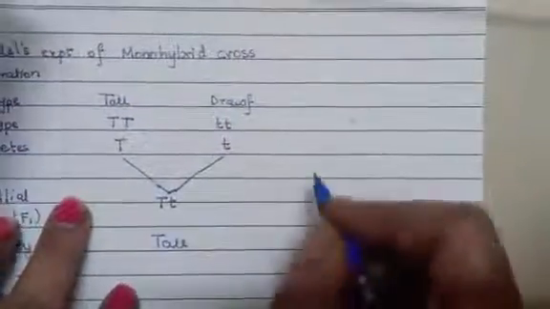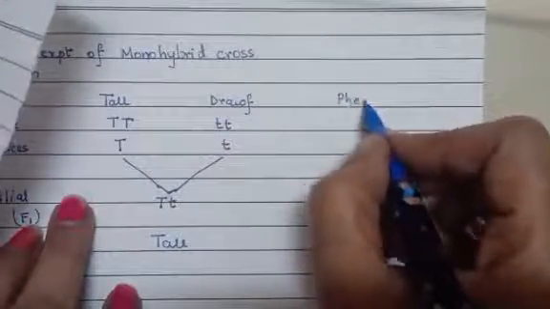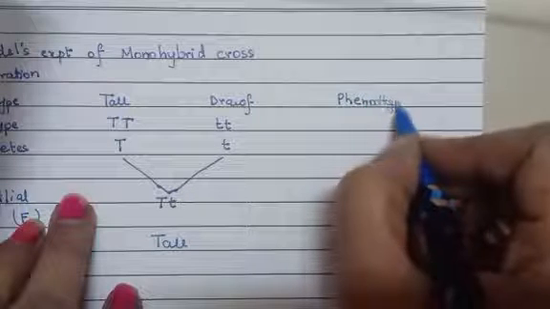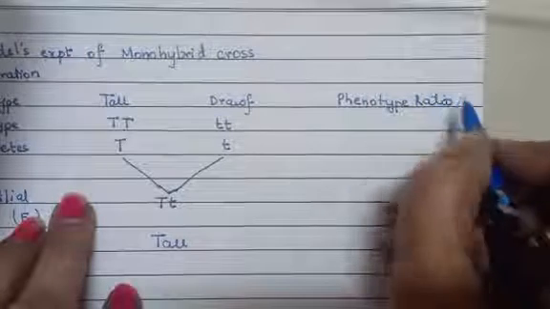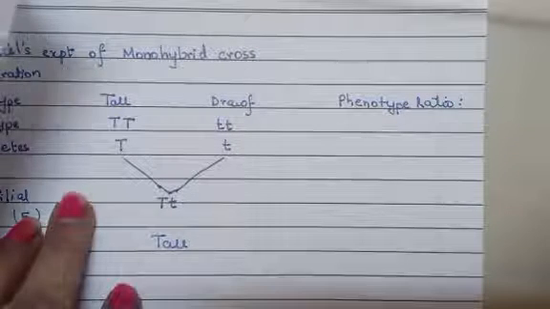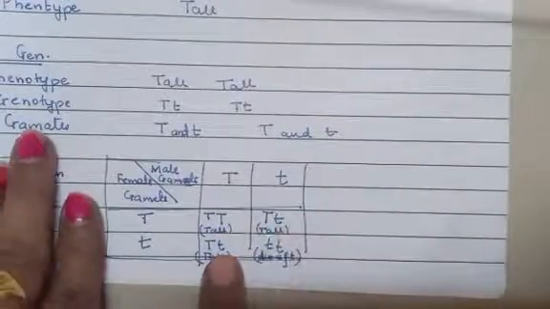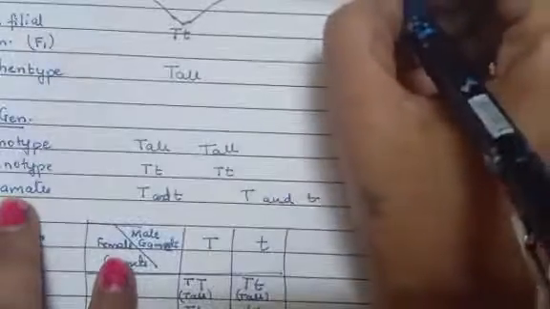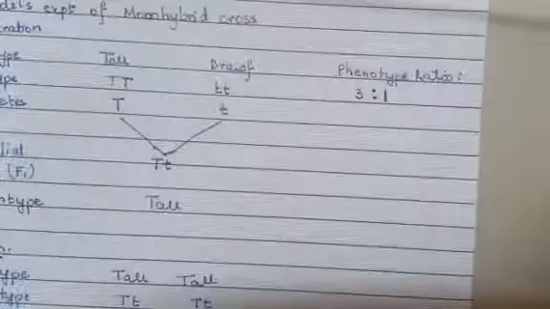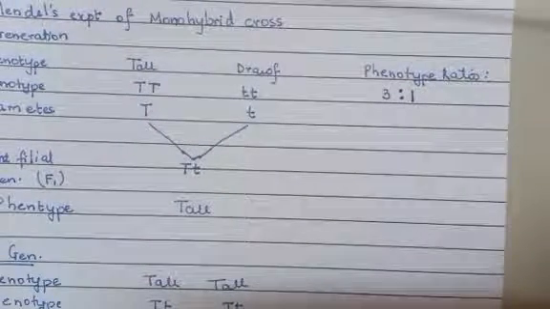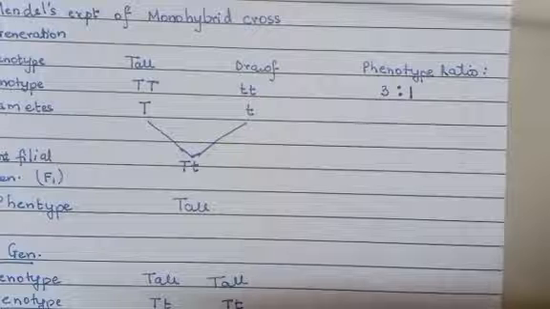Very easy to write. Now let's see what a phenotype ratio is. Okay, I'll write it. Now a phenotype ratio. Phenotype means how they look. So how they look. How many tall plants are there? In the table we saw 1, 2 and 3 tall plants. So the ratio will be 3:1 short plant. So that will be 3:1. Okay, so phenotype ratio will be 3:1.